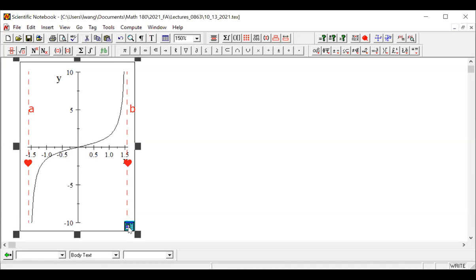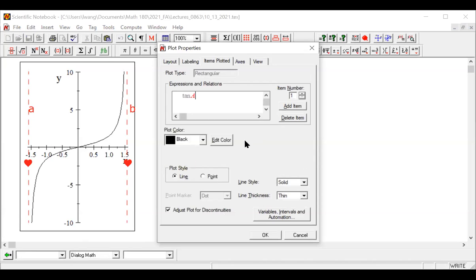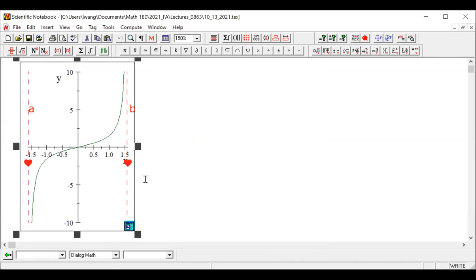Okay. Actually, I'm going to change the color for this tangent curve just for contrast. For contrast, I make it a green curve. Now we know this piece, this curve has an inverse. It's one-to-one, right? It's an increasing function. Have you guys marked those?